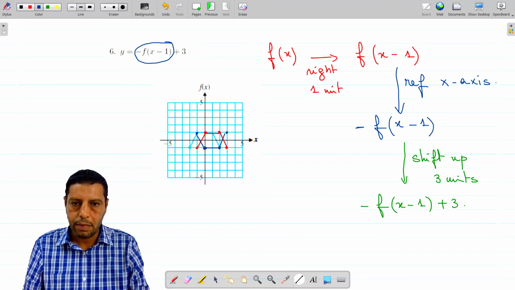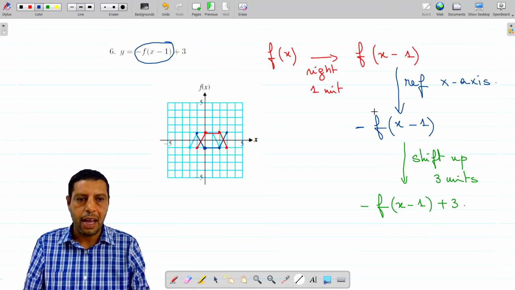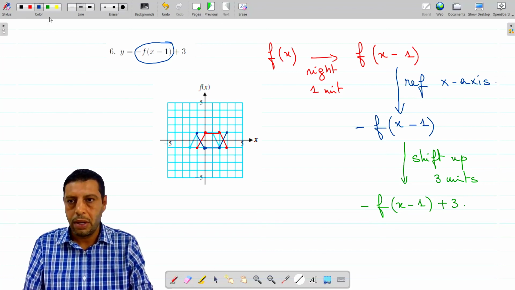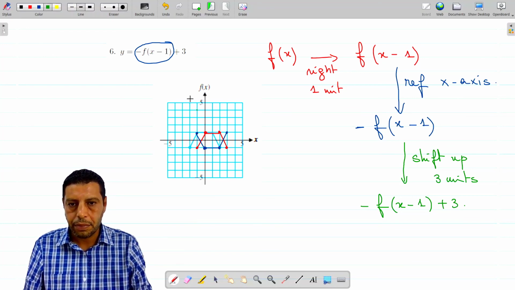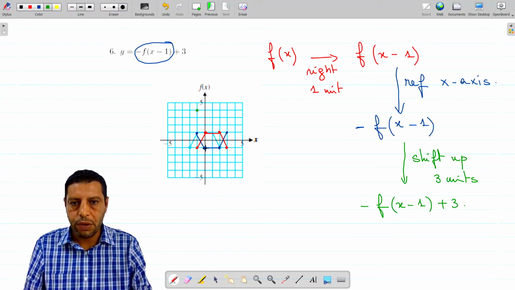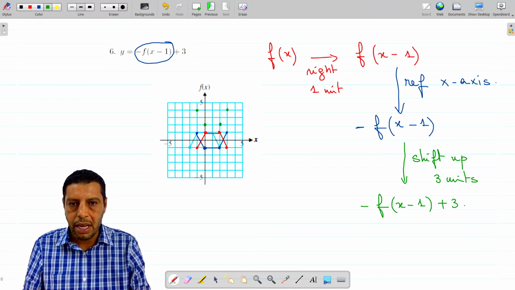Now, after doing this operation, we'll finish by applying a shift up 3 units to the blue graph, okay? So we're gonna use the green color. So if you shift up 3 units this point, you will obtain this new one, okay? If you shift up this point 3 units, you will obtain a point here. If you shift up this point, you will obtain a point here. And the last one, okay, which is here, shifted up 3 units, it becomes here, and you can draw your final graph.